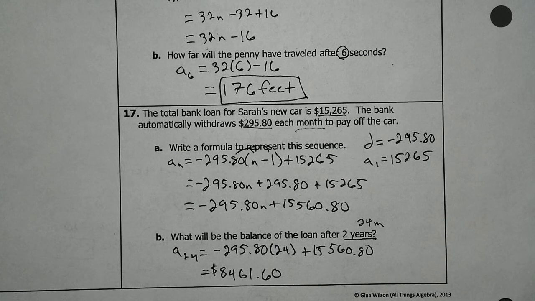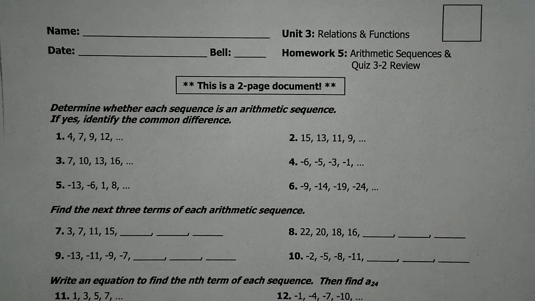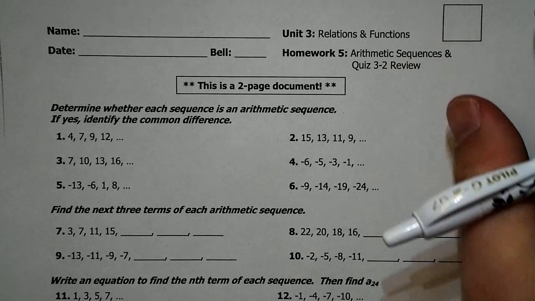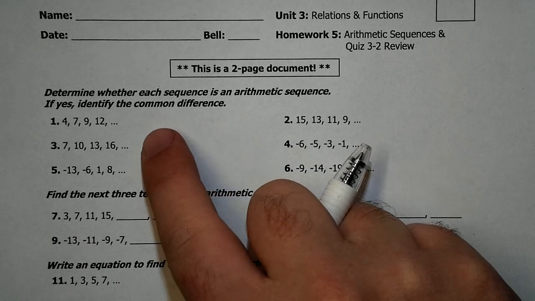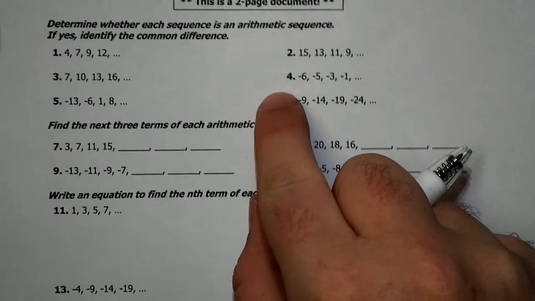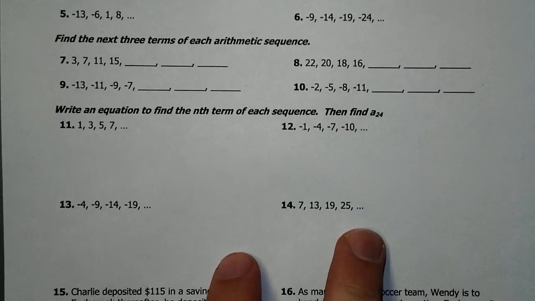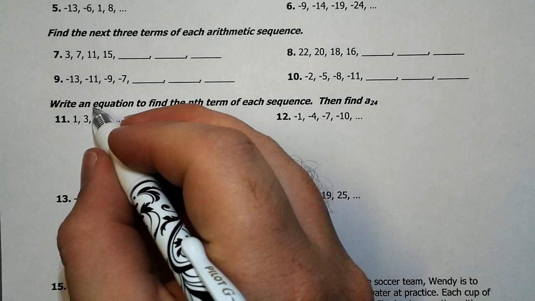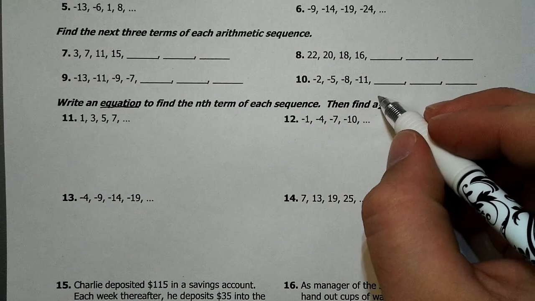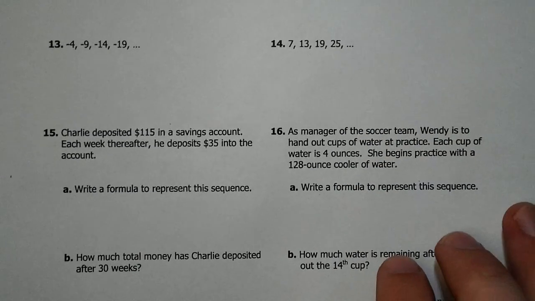All right, that's it for the notes. Let me show you what to do on your assignment. So, your assignment is this paper. It says Homework Unit 3-5, prep for a quiz. For these first 6, all you have to do is identify if it's a sequence, yes or no, and then find the common difference. For these next 4, you have to find the next 3 terms. For these next 4, find the nth term in the sequence. Write an equation just like what we did in the notes, and then find a_24. So plug in 24 for the n, and then we have 2 word problems.